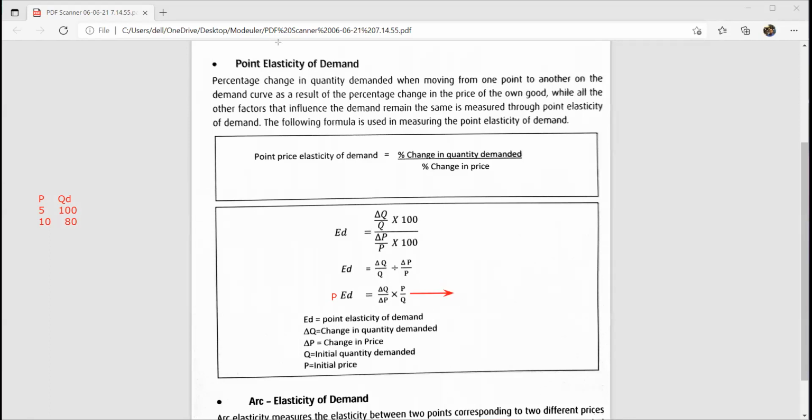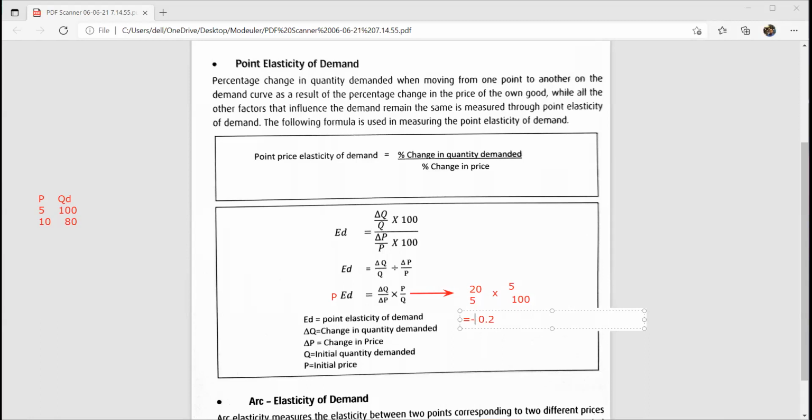There should be the same answer. Then delta Q means change in quantity. When we look at the table, change in quantity between 100 and 80, it is 20. Change in price, 5. Should be multiplied by price over quantity. Of course, here we are considering point elasticity at a particular point like this. If we simplify this one, our answer is 0.2.